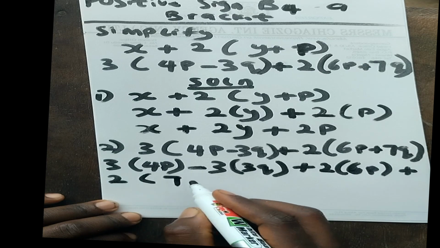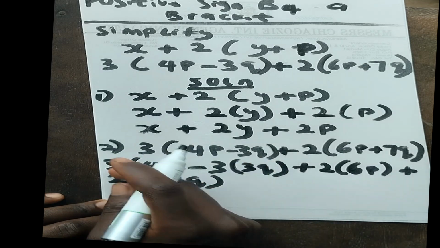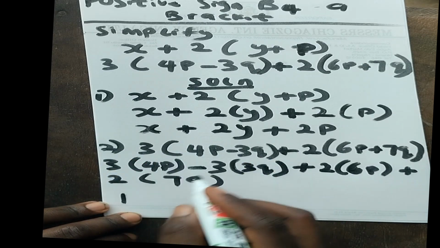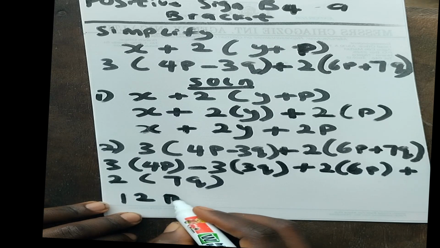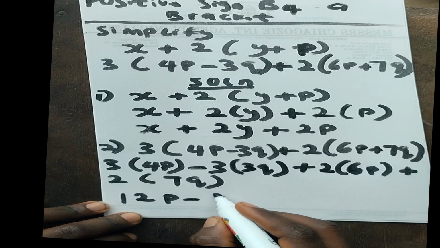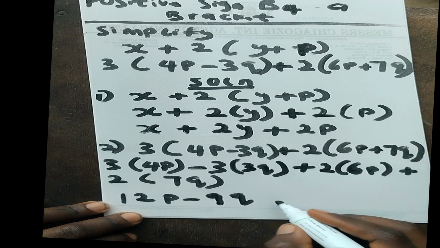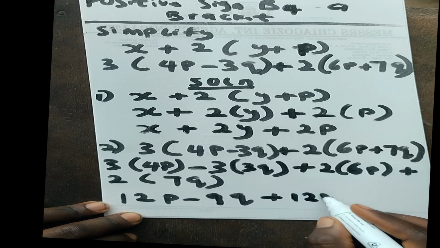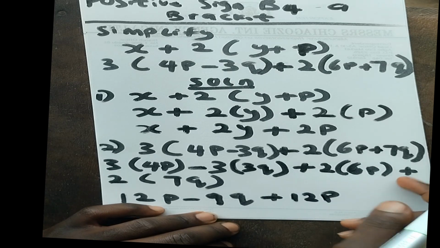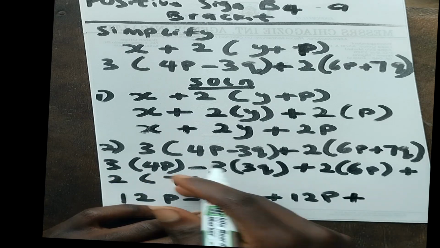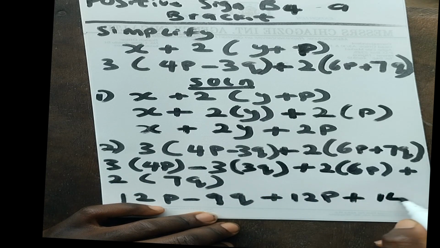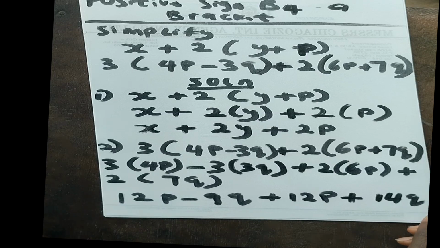So 3 times 4 is 12p, minus 9q. Then plus 12p, plus 2 times 7 is 14q. Hope you are with me.